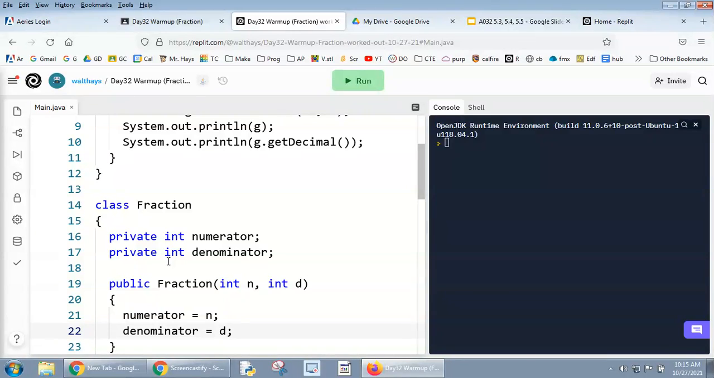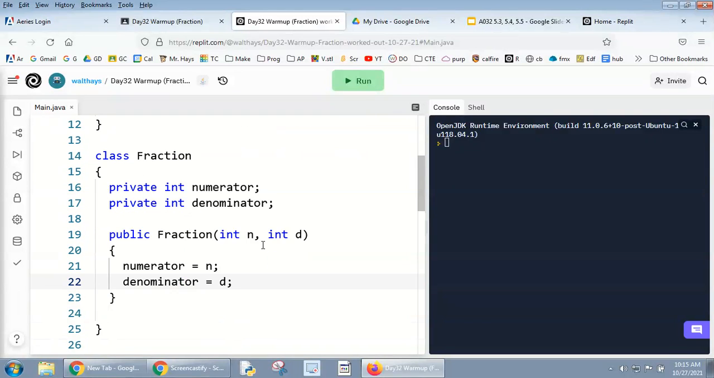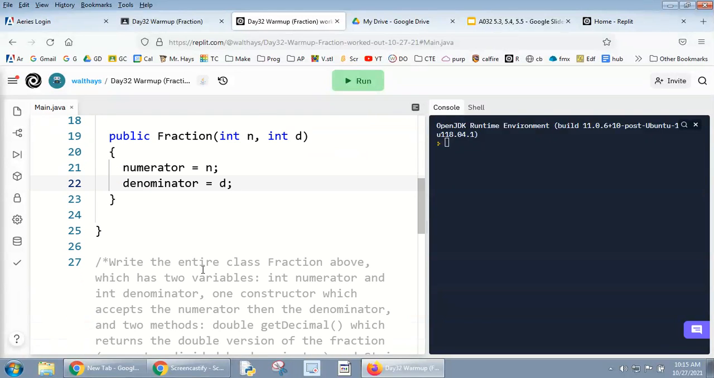to make sure the denominator wasn't 0, but we're not going to do that right now. Because you can't make that as a fraction. That would be a bad fraction. All right, then we need two methods.